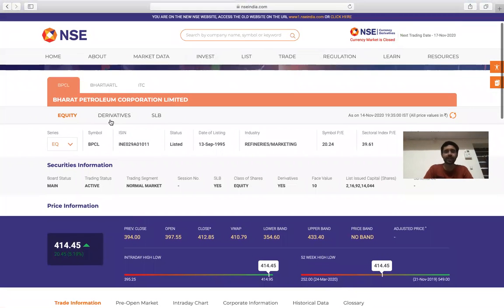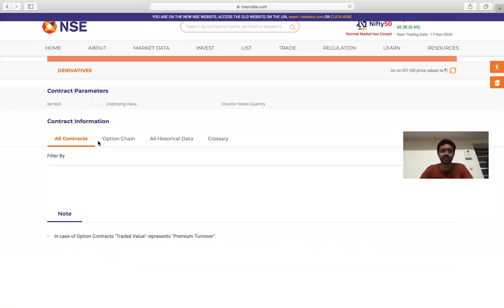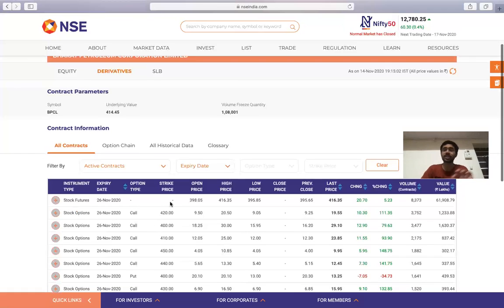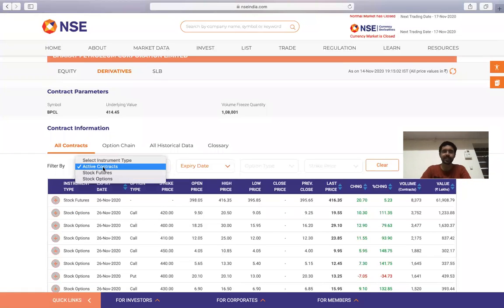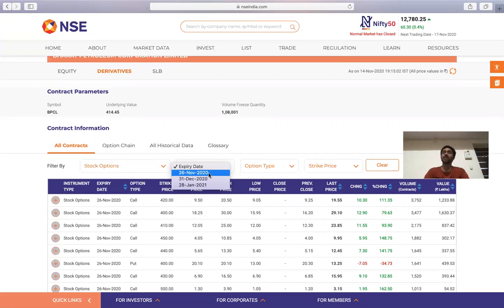Okay. Now I'm going into the derivative segment. Under the derivative segment, I don't want to see the futures. I want to see option contracts, right? So I am going into stock options. I have three possible expiry dates: 26th of November, 31st of December, and 28th of January. This is the last Thursday of each month, right? It should ideally tie back to the last Thursday of each month. So 26th November in all likelihood would be the last Thursday.